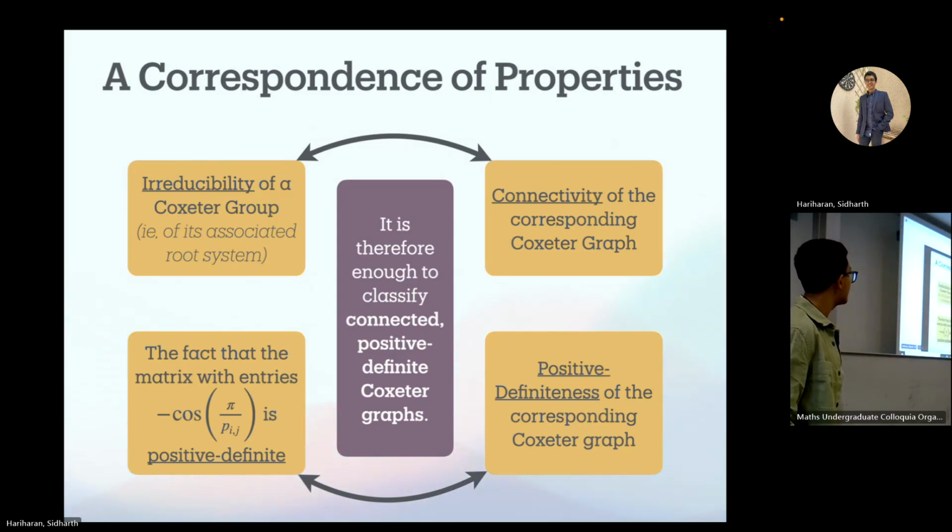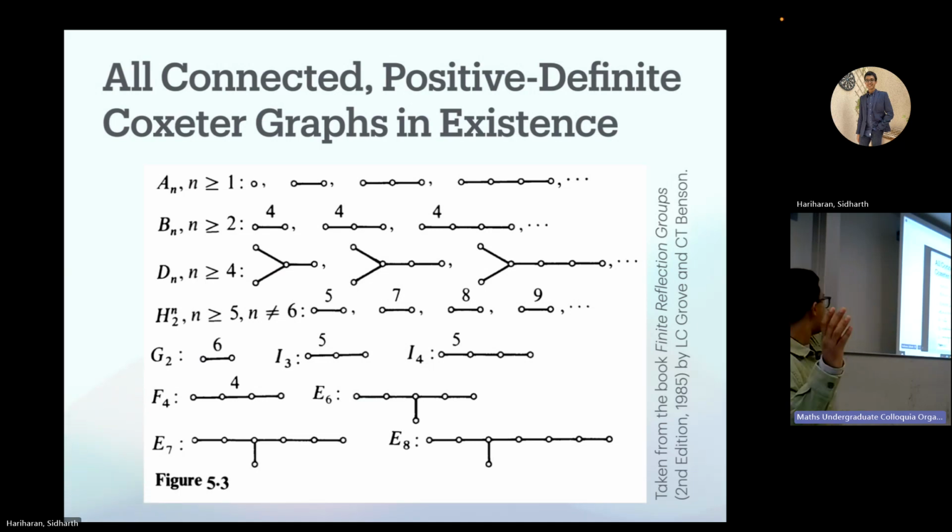So here you have it, the big result. This is every single connected positive definite Coxeter graph in existence. This is all of them. As you can see, there's quite a lot of them. I'm just going to spend a minute or two talking about what some of these actually are, because this is the notation that was used in a book, the primary reference for this module. And it's not that I couldn't have made these by hand, I didn't want to.